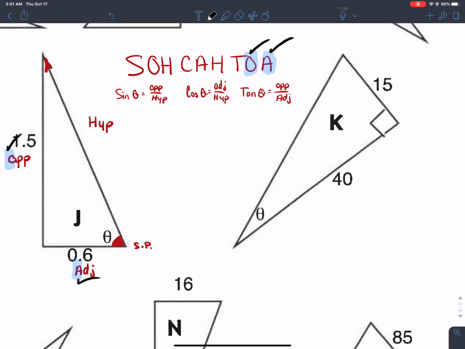Now I said that we're just going to do the work. We're not going to do the long method of writing out tangent theta. So how do you work it backwards? If we're trying to find theta, we're going to go inverse tangent. We have opposite side, 1.5, divided by the adjacent side, 0.6. Okay. How did I know I was supposed to put the opposite side up top? It's right here. Opposite divided by adjacent, opposite divided by adjacent.